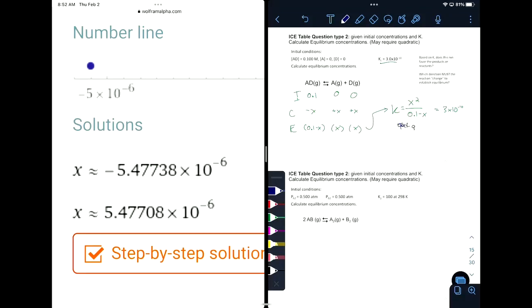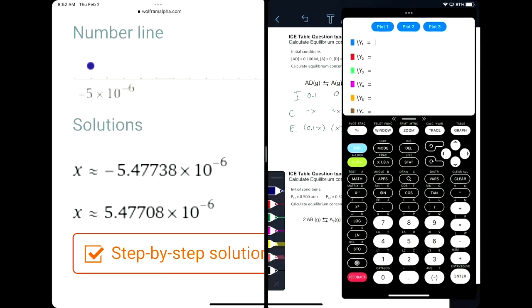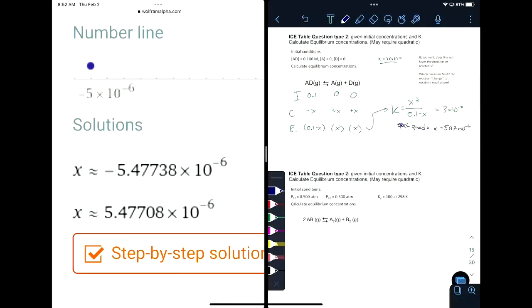Okay, so quadratic: x equals 5.47 times 10 to the negative 6. So is x a small number? Yeah, it's real small. All right, and so the reasoning behind our approximation will be valid. X is super small, so we can probably ignore it in the calculation.